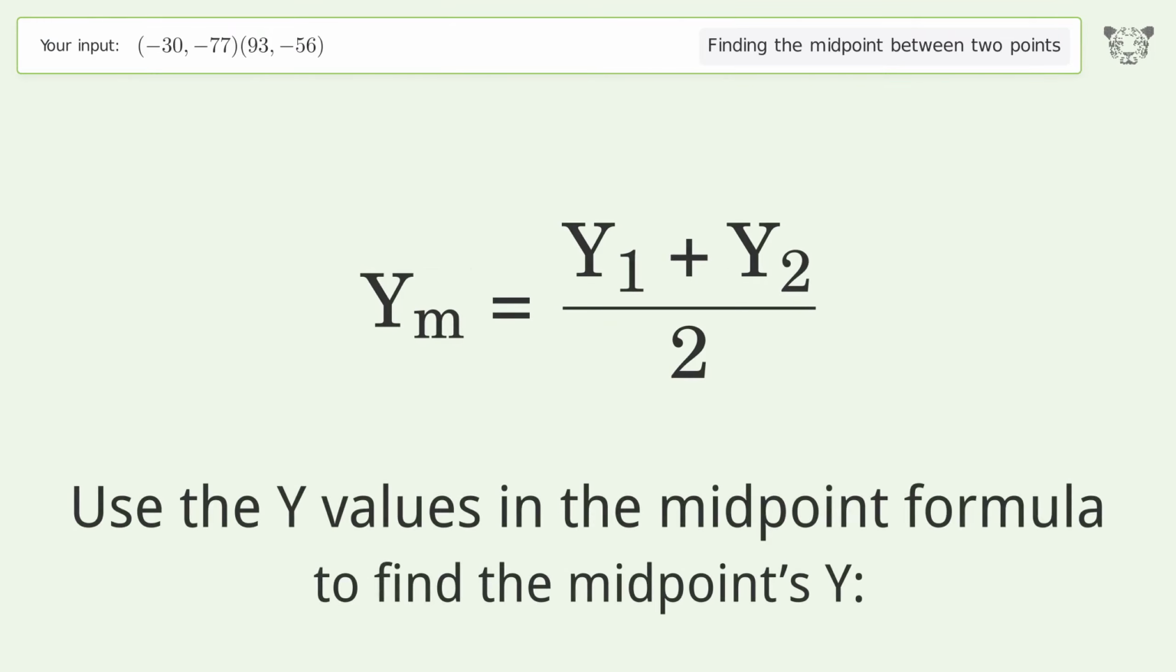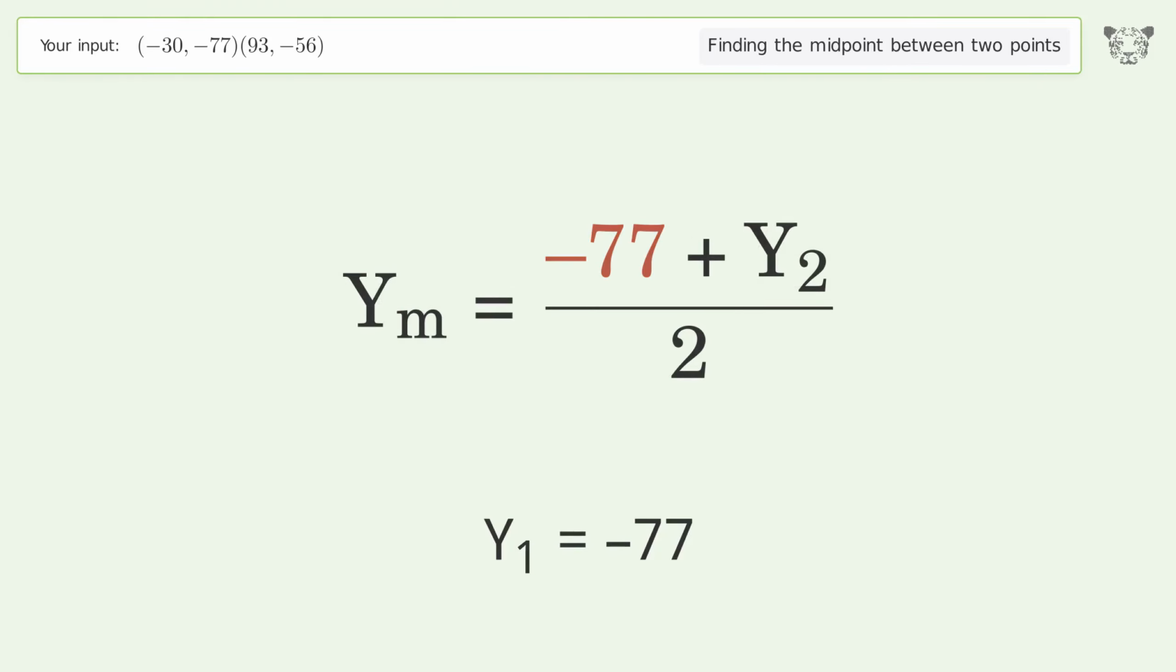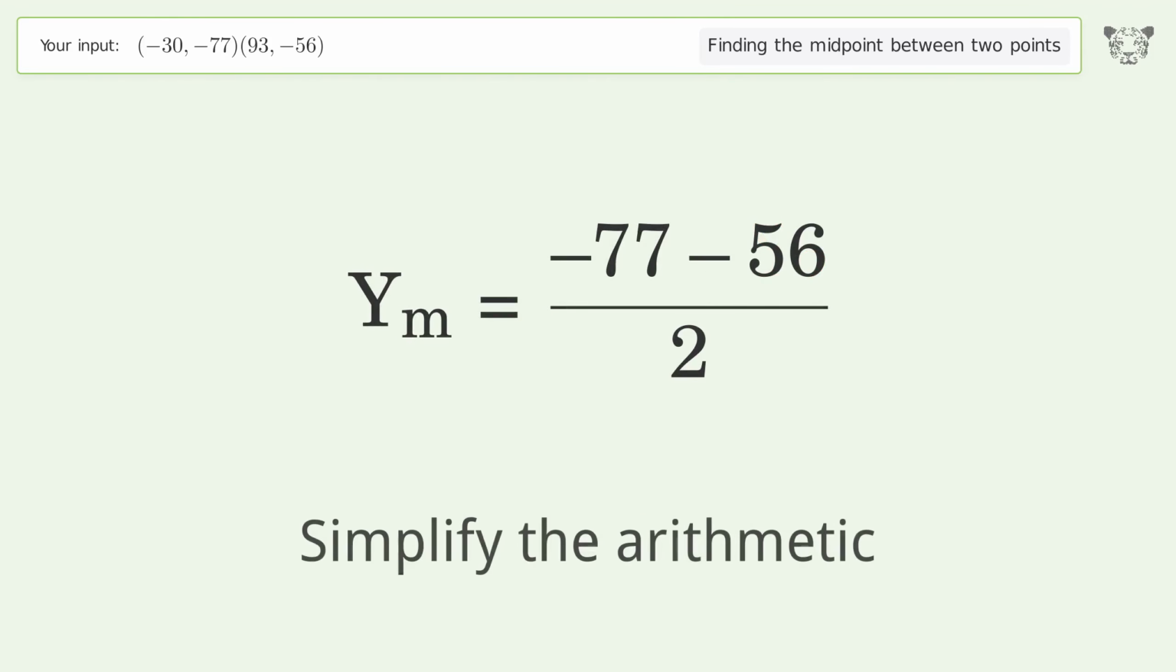Use the y values in the midpoint formula to find the midpoint's y. y1 equals negative 77. y2 equals negative 56. Simplify the arithmetic.